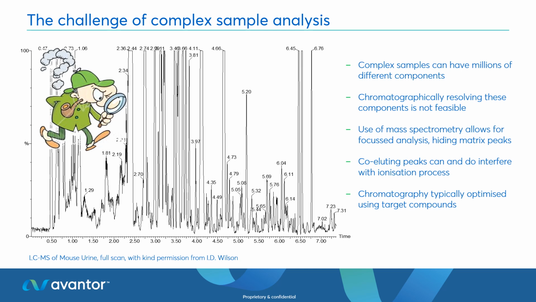The use of mass spectrometry will allow us to do focused analysis, but we may not be able to see the matrix components. And co-eluting peaks can and do interfere with the ionization process, whether they be charged or indeed neutral.